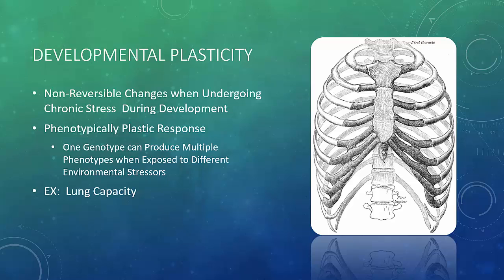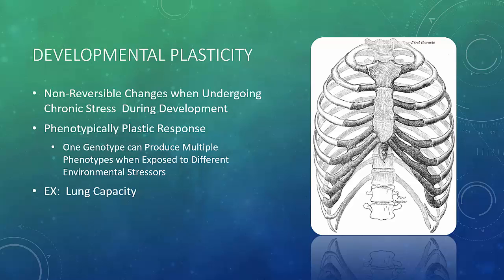Now, another level of adaptation is what we refer to as developmental plasticity. So these are non-reversible physiological changes in an organism when undergoing chronic stress during critical development stages. So again, this is another phenotypically plastic response. So one genotype can produce multiple phenotypes when exposed to different environmental stressors.